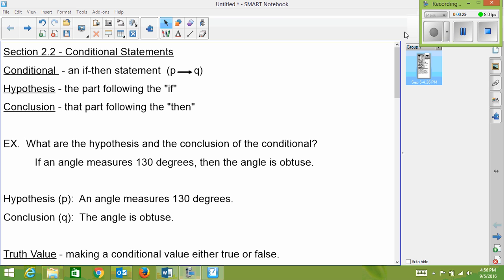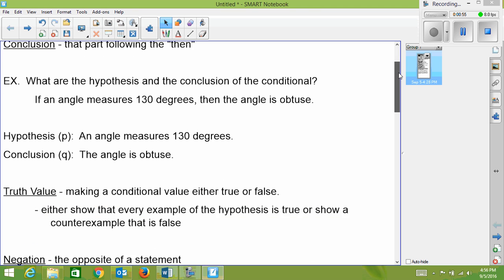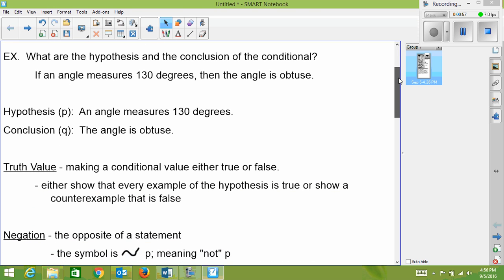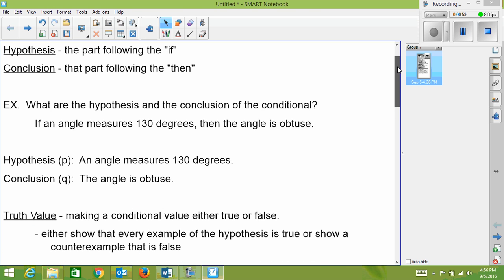What are the hypothesis and the conclusion of the conditional given in my example? If an angle measures 130 degrees, then the angle is obtuse. So the hypothesis is the first part, the if part. It says an angle measures 130 degrees, so that is the hypothesis. The conclusion is the angle is obtuse. And that'll be part of what we're doing, just figuring out the different parts of the conditional statement.